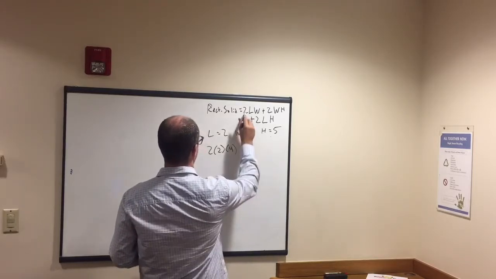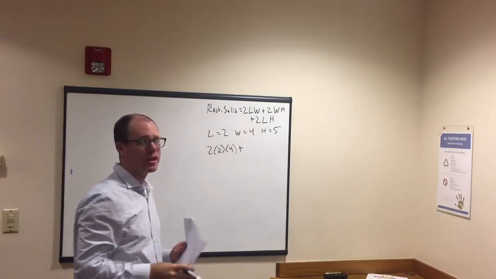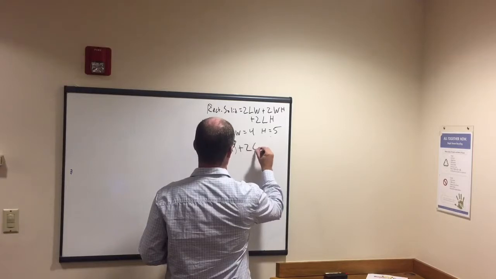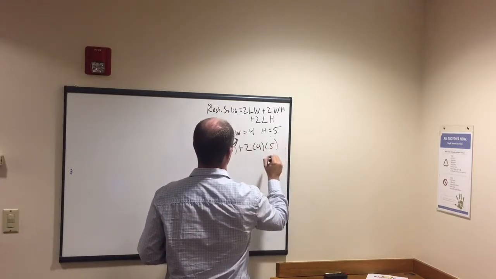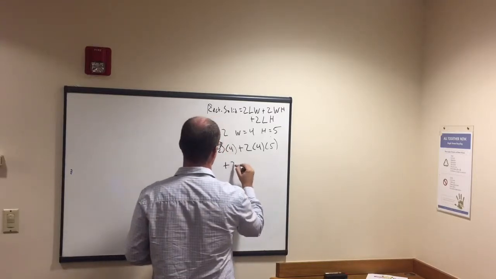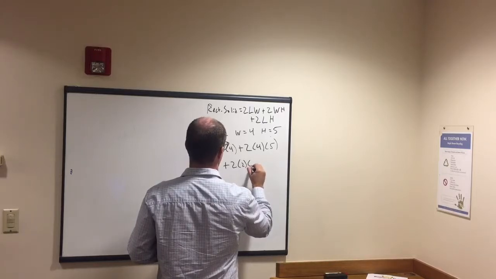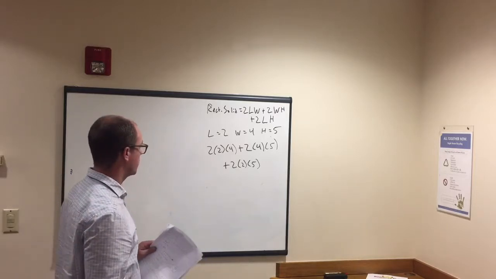And remember, don't forget about these 2's. Sometimes people forget to put the 2 in front of the length, the width, and the height, and they won't get the right answer. Plus 2 times 4 times 5. That's width and height. Third one, 2 length height, 2 times 2 times 5. Now we just need to multiply and then add.